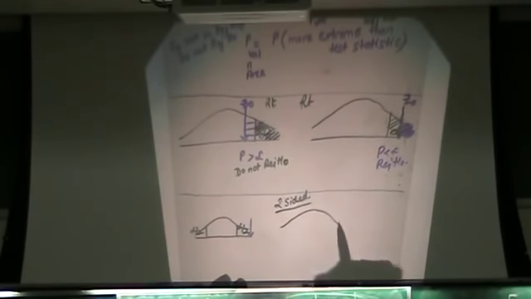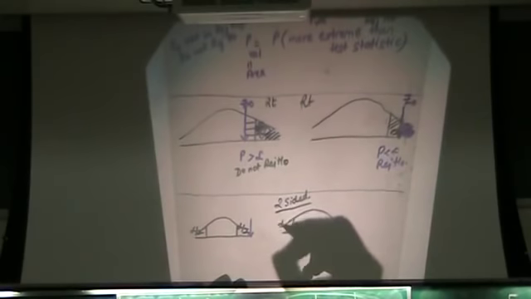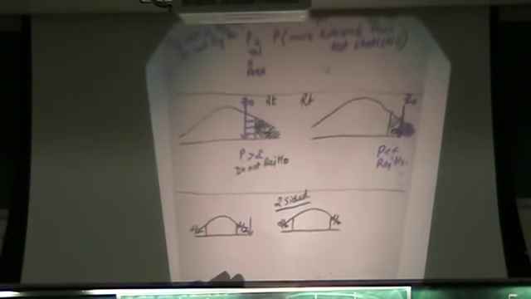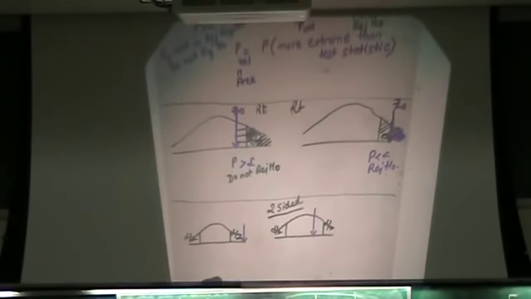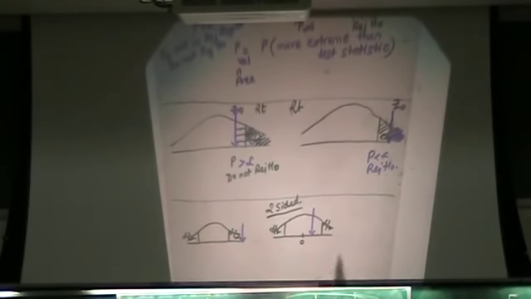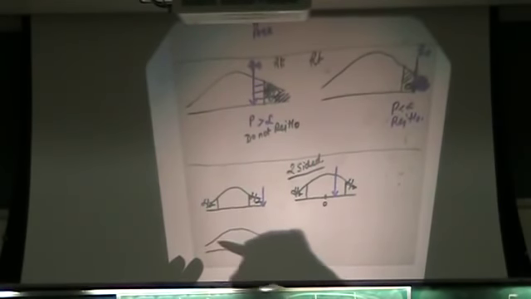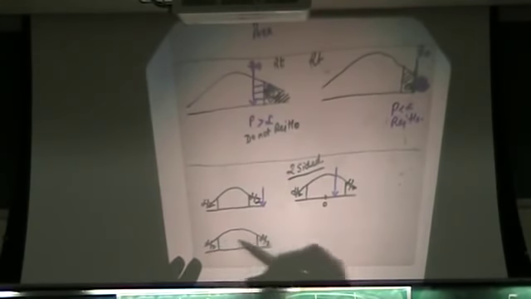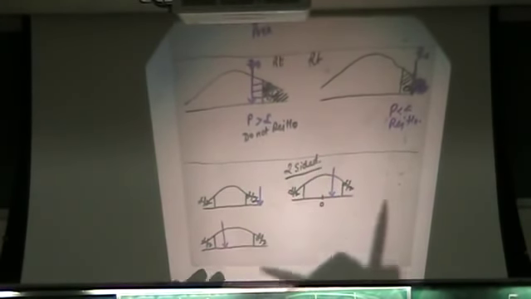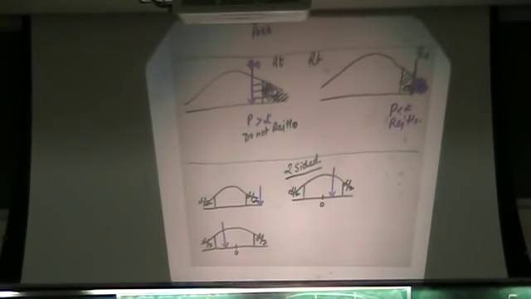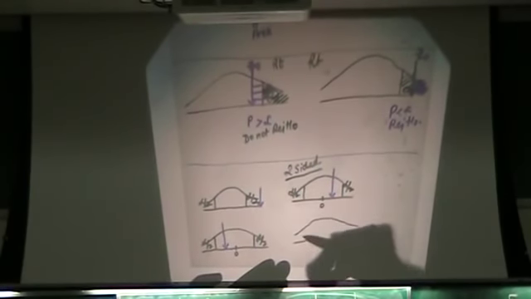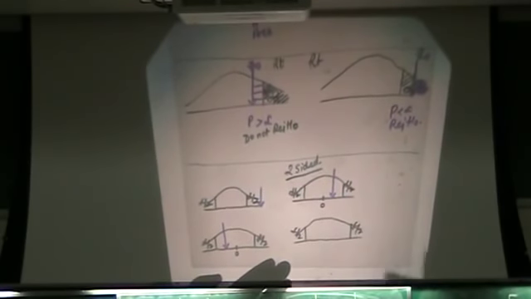Or you have a two-sided test and you land up not in the rejection region, but on the right side. Or two-sided test and you land up on the left side but not in the rejection region. Left side of zero, I mean, right? Or you have a two-sided test and you land up in here.